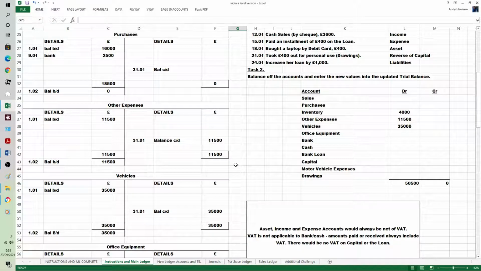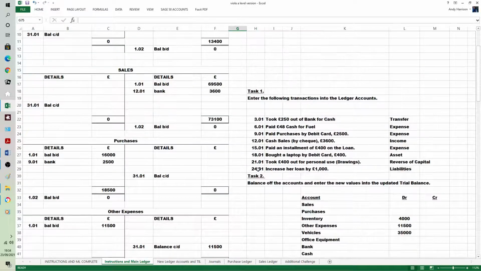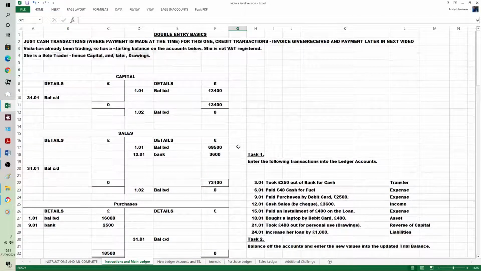So that's all our entries done. Hopefully we've managed to balance our debits and credits. It's tempting sometimes not to, and then to see what happens. You'd learn more if it didn't work out right. But we'd better start balancing off our accounts.